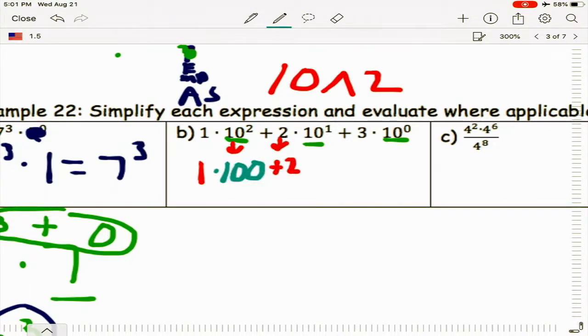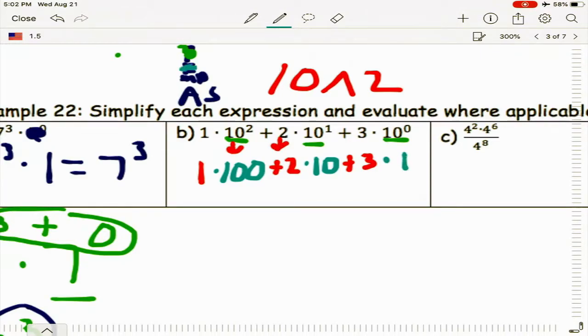And then it's going to be times. And then 10 to the 1st power just means 10. Right? Once again, that exponent 1 is invisible, so I can just take it away if I wanted to. Then I'll bring on the plus 3. And then 10 to the 0 power. Any number to the 0 power is always 1. So 10 to the 0 power is also 1. So we times 1. And then I'll take it from there.